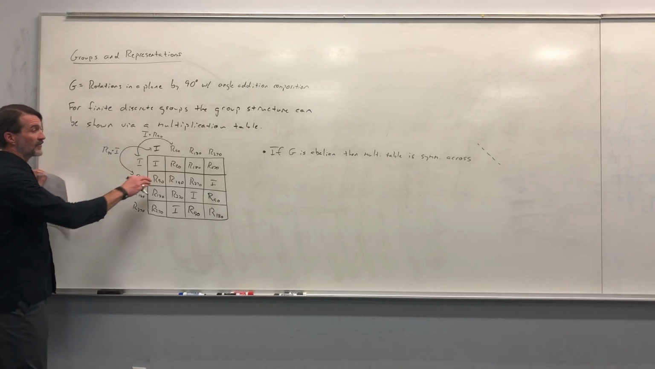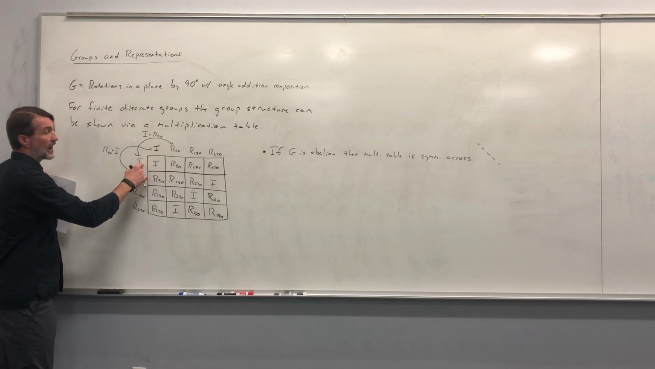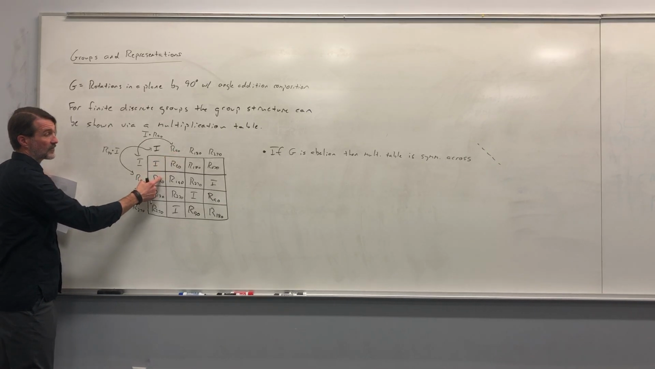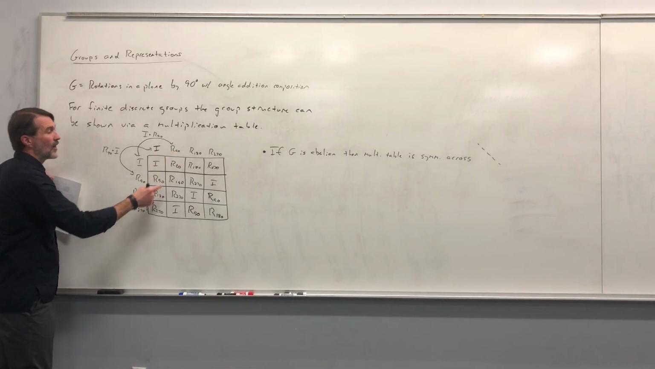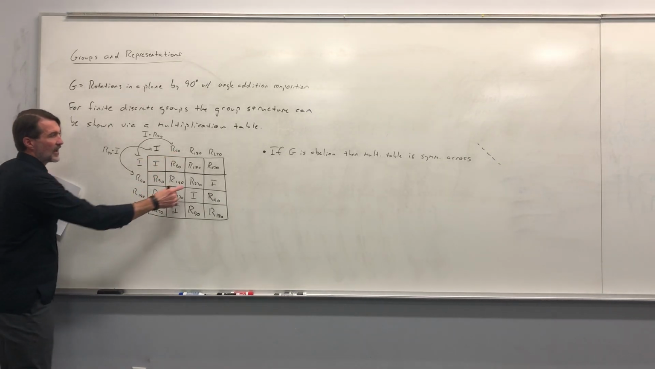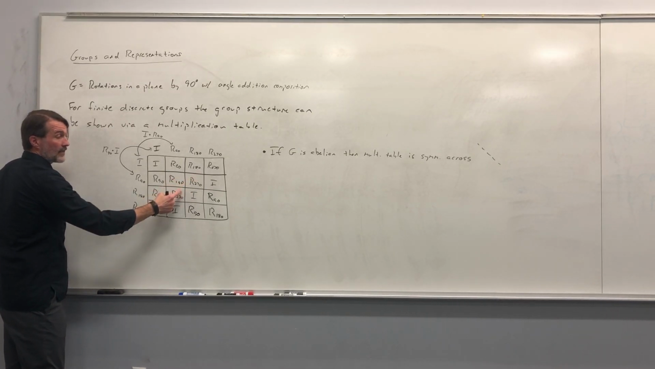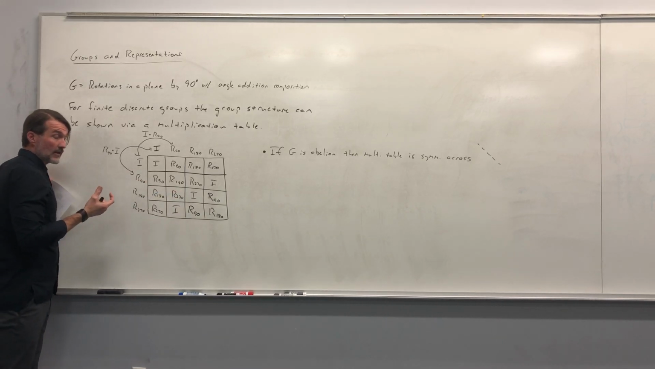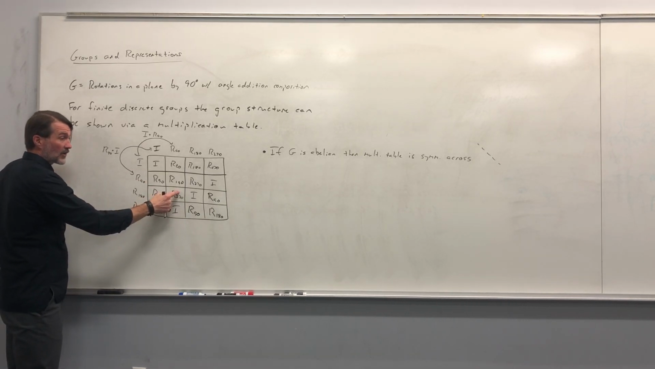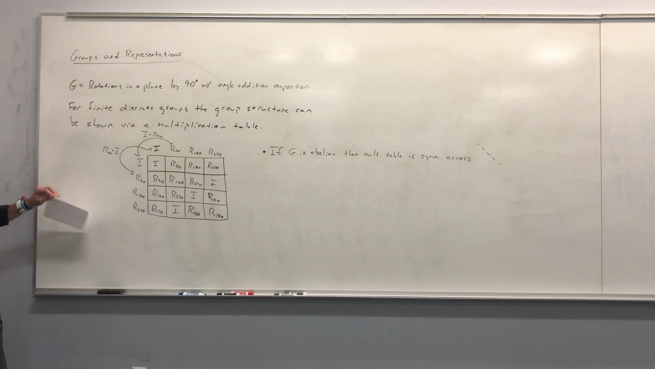That's why you have to be careful about this meaning I composed with R90 versus this meaning R90 composed with, well, actually the identity is not a good one. So this means R90 composed with R180. This means R180 composed with R90. I'm reversing the order in which I say those. So if this was a non-abelian group, these two entries would be different. But this is abelian, so it's symmetric.